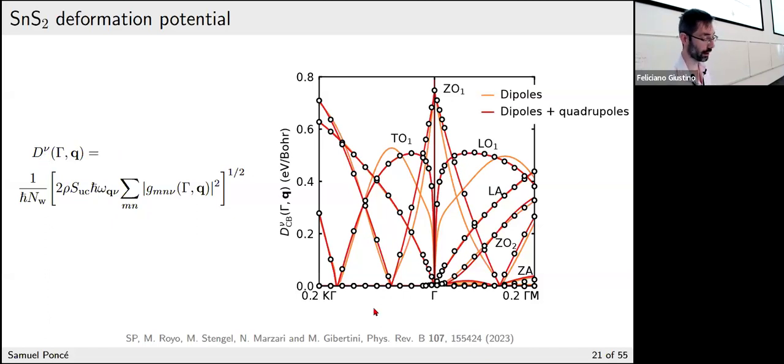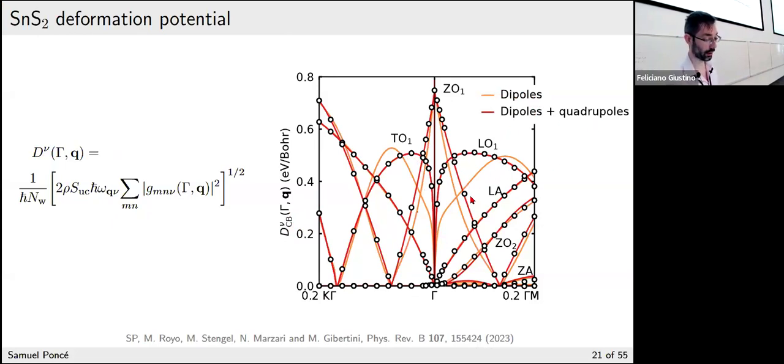This is a mode-dependent quantity. I'm showing the deformation potential at the k point equal to gamma as a function of q for all the modes in this material. And I'm looking at the bands that are at the conduction band minimum. The dots that you see are direct DFPT calculations, what you did yesterday. And the interpolation is the interpolation where the long range includes only dipole or dipole plus quadrupole.